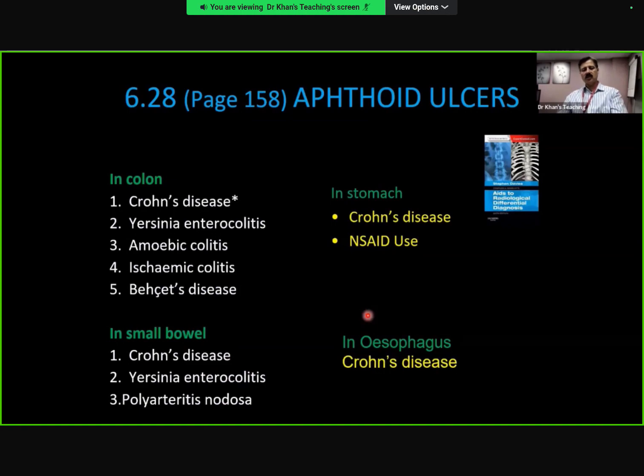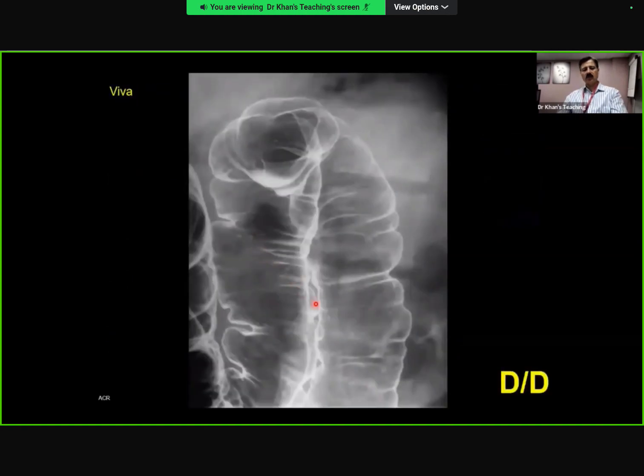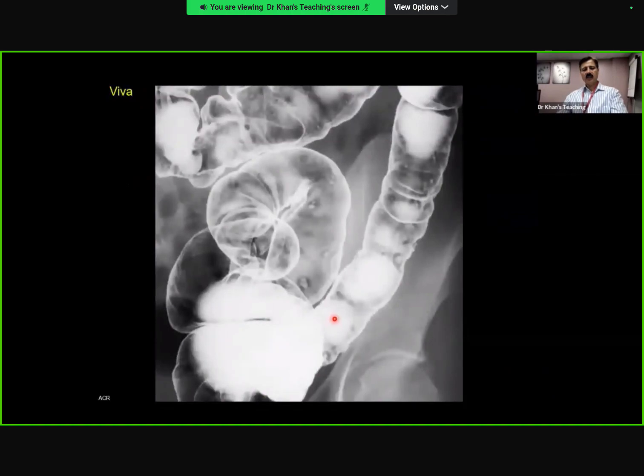So this was just to show you aphthoid ulcers in the large bowel. Another case where you can see these aphthoid ulcers. So please remember the difference between aphthoid ulcers and the granular pattern which we saw in the colon in ulcerative colitis. That was superficial. And if the examiner asks what it can be, then don't go into ulcerative colitis because it cannot cause aphthoid ulcers. Simple as that.